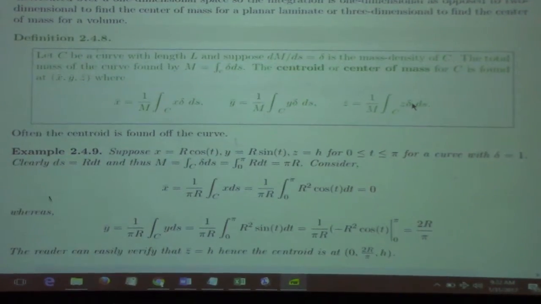Another important application to physics is you can calculate the centroid of a curve. So the centroid of a curve, the center of mass rather. What's the difference between centroid and center of mass?